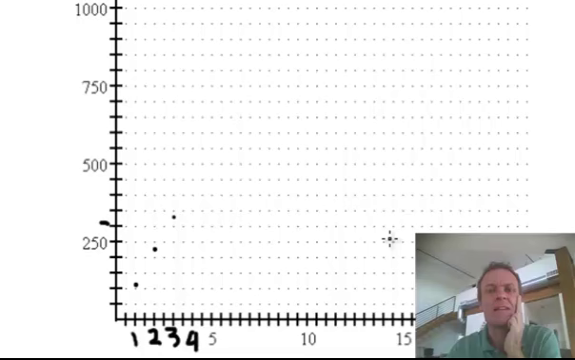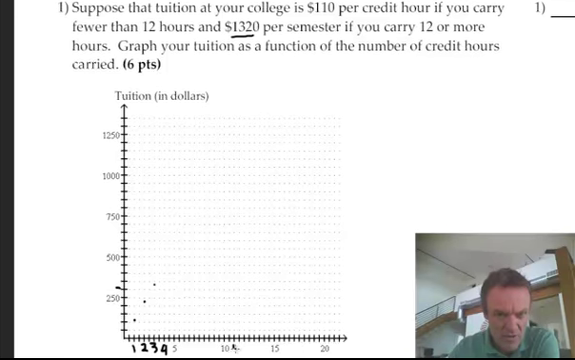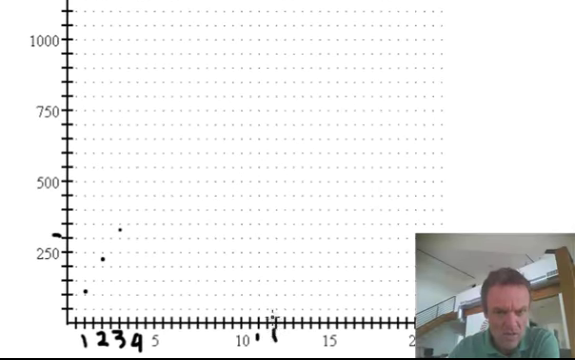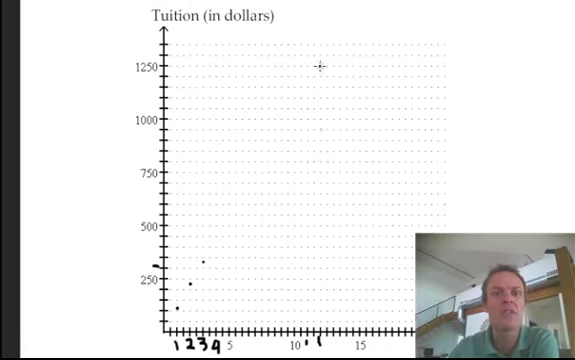Now, if you go up to 12 credit hours, it's 12 times $110, which is 12 11s. That's going to be 1,000... Oh, it is the 1,320. Of course it is. Now I'm going to go all the way up, that's 11, that's 12. So if I go all the way up here and go to 1320, I know that's 1250 there, so that's 1300, so maybe a little more than 1300, about there. That's 1300 right there.